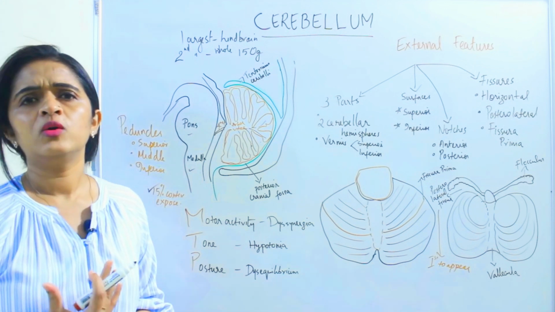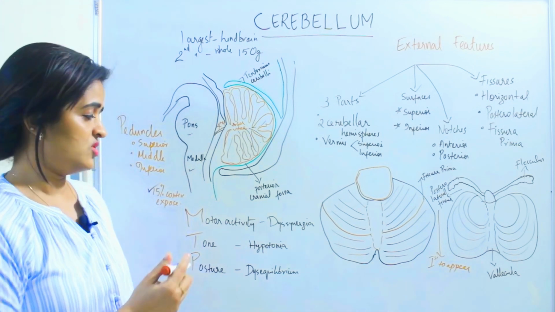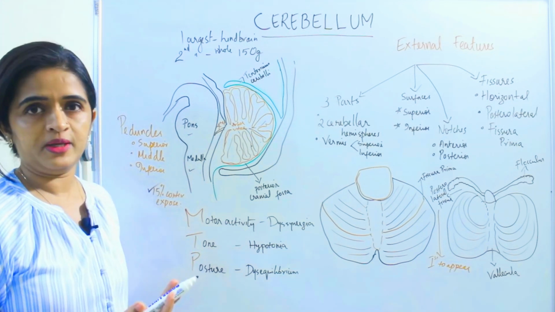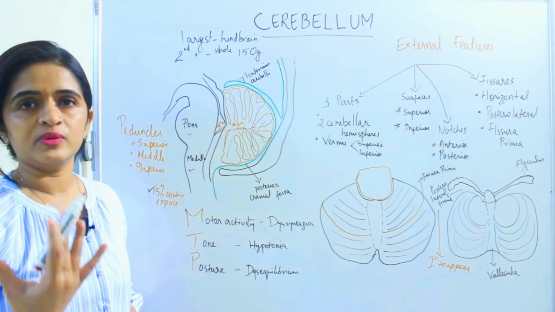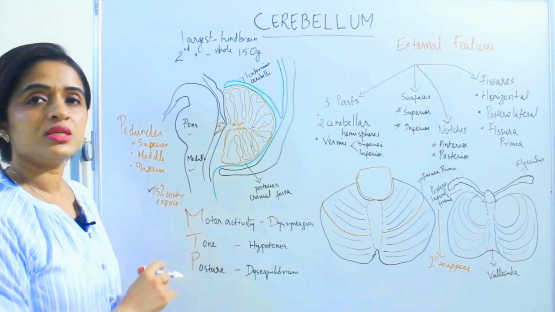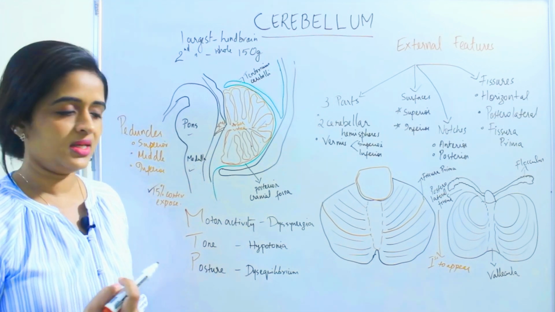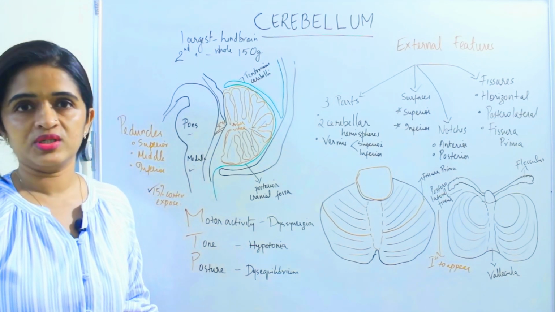Now when we talk about the functions of the cerebellum, you can just remember the code MTP. M stands for motor activity, the coordination of the motor activity. Then T stands for the tone of the muscles, and P stands for the posture of the trunk.